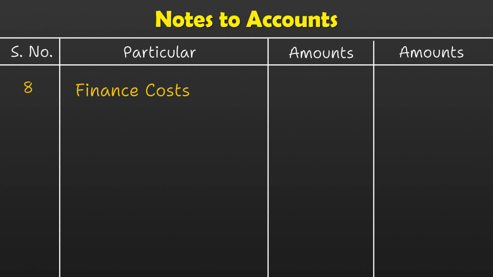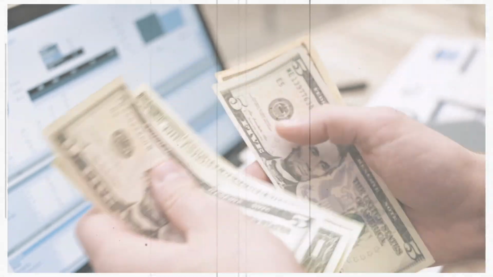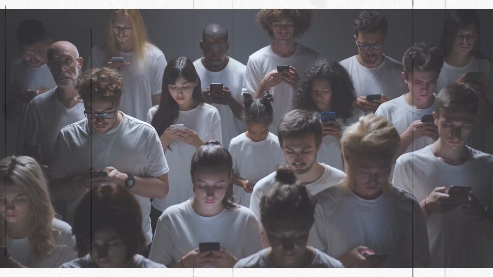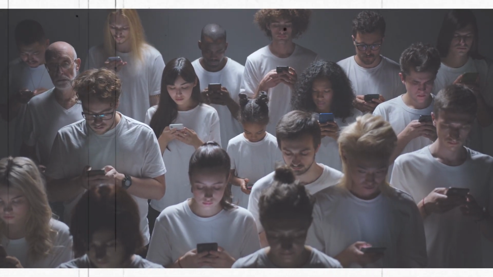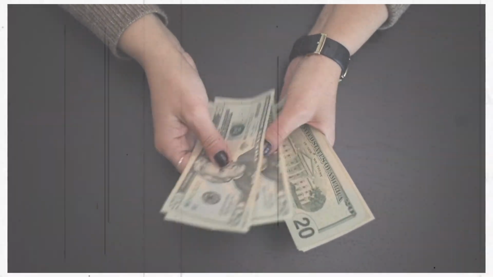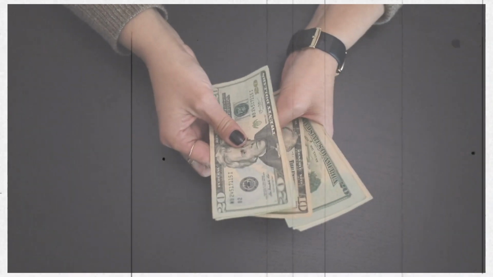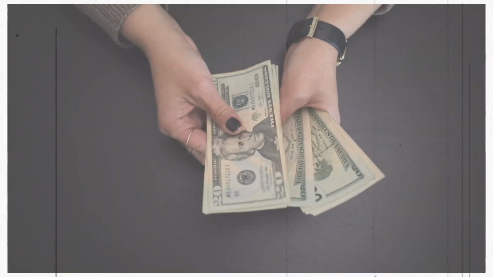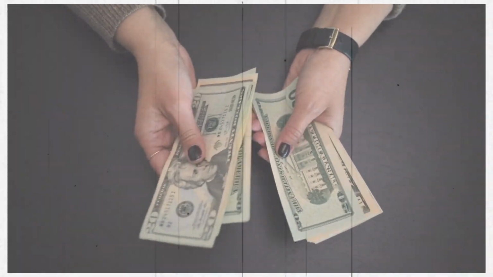So if we take a loan from the bank, what would we pay? We would pay the interest. If we take a loan from the public, in the form of public deposits and debentures, we will again pay the interest, or else the bank overdraft facility availed from the bank, the interest upon that. So these are the costs which are incurred in order to get the finances.